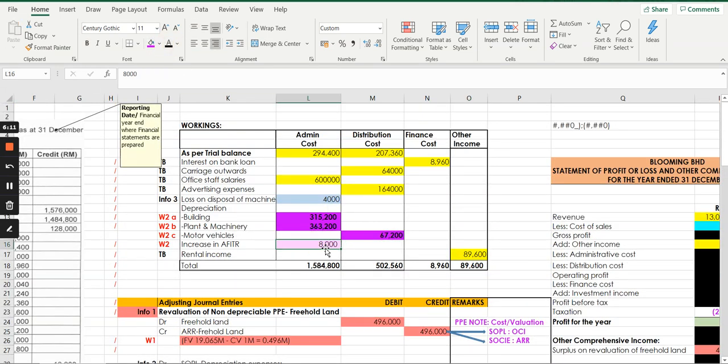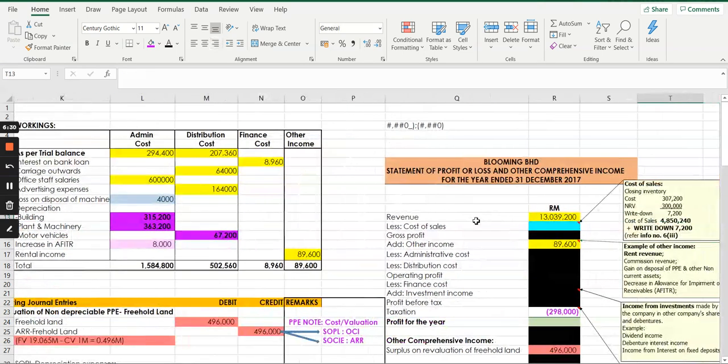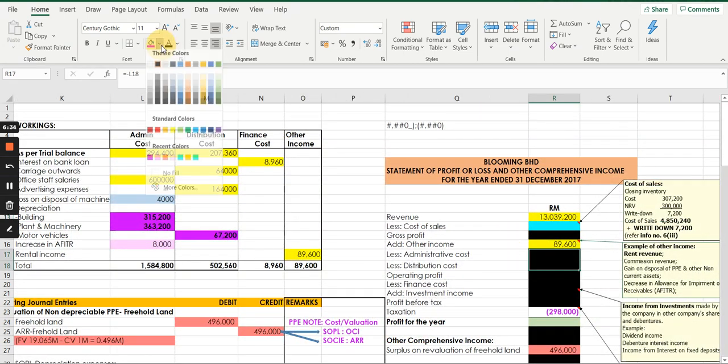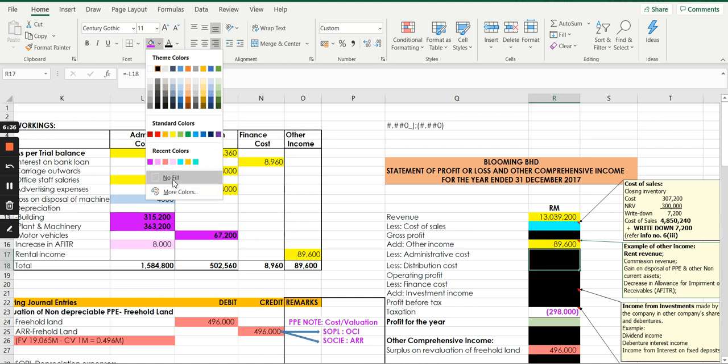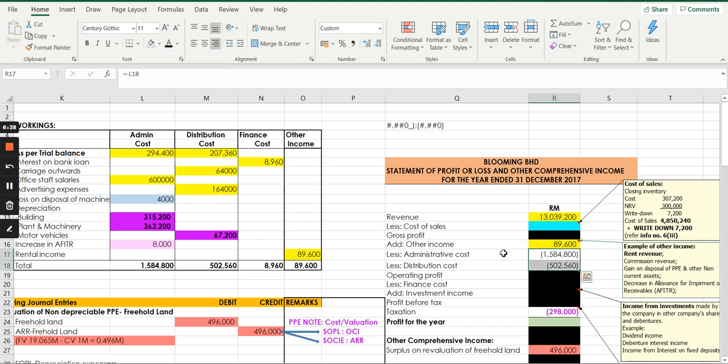figure 8,000. And now you can total up your admin expenses, your distribution expenses, even your finance costs you can total up, because there are no adjustments regarding finance costs at all. We'll have to check that, but at the moment, admin and distribution, you are done. So when you are done, you will transfer that here, right? You will transfer that here, your figure. So those are the figures from here, right?